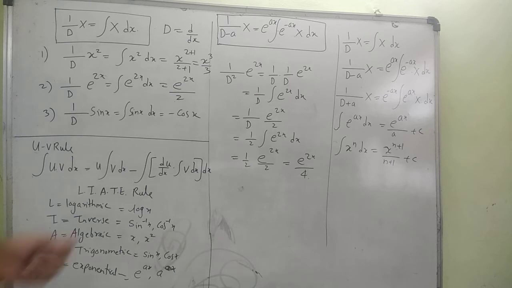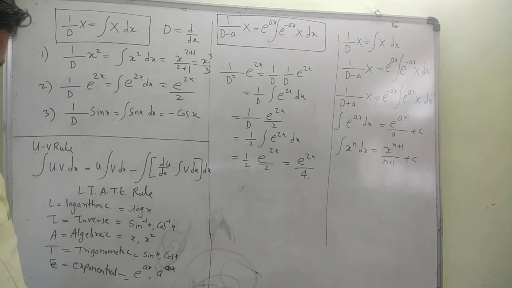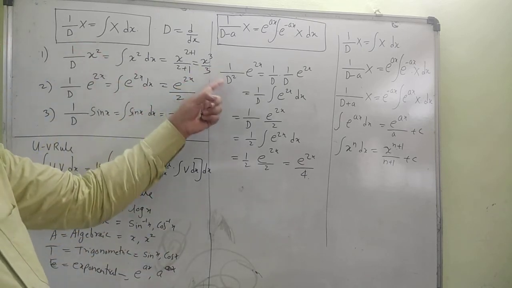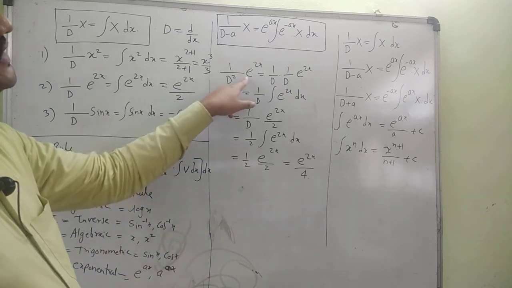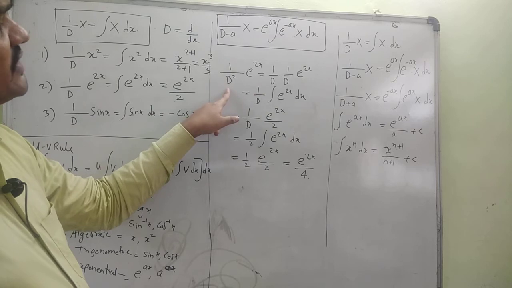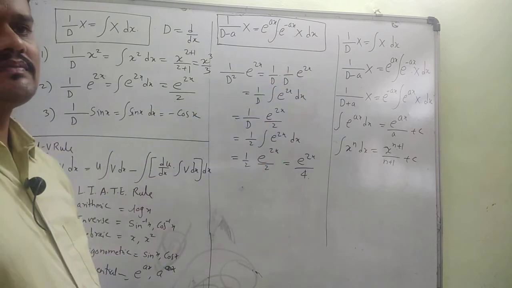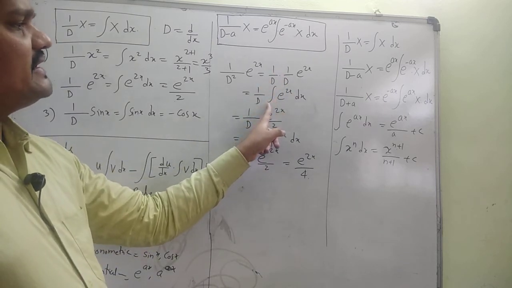Before that, we will be dealing with one more example related to the same formula, that is 1 upon D. Instead of 1 upon D, it is given 1 upon D square. So how to solve it? 1 upon D square into e raised to 2x means 1 upon D square can be written as 1 upon D into 1 upon D into e raised to 2x. 1 upon D is nothing but integration of dx.